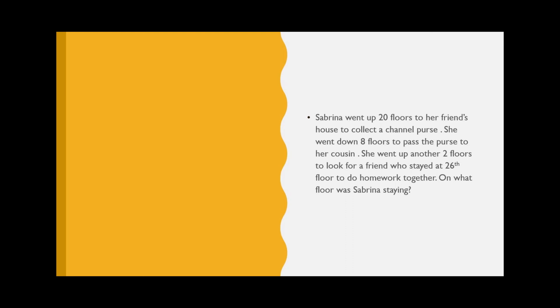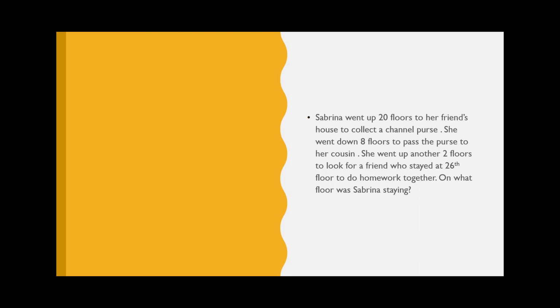Sabrina went up 20 floors to her friend's to collect a Chanel purse. She went down 8 floors to pass the purse to her cousin. She went up another 2 floors to look for a friend who stayed at the 26th floor to do homework together. On which floor was Sabrina staying?